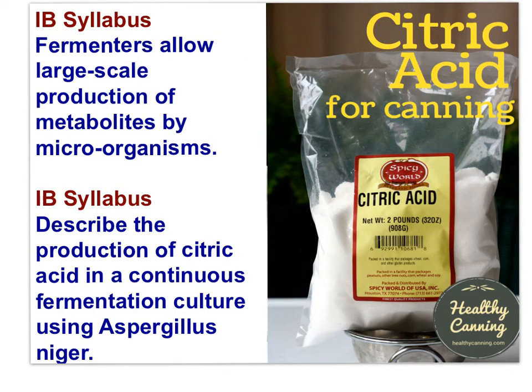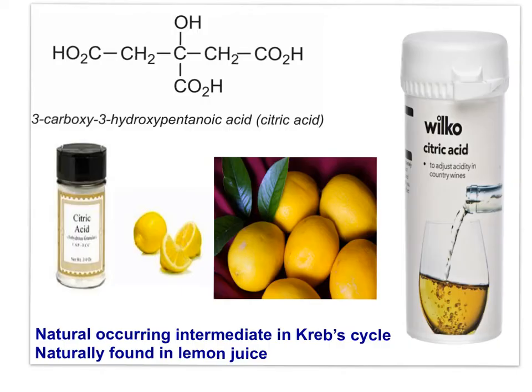Now, let's look at the production of citric acid in a continuous fermentation culture using Aspergillus niger. Citric acid is important as a food preservative and a food flavoring molecule. You can see in the images on this slide, citric acid is naturally found in citrus fruits. Citric acid is industrially produced for various purposes, including to adjust the pH of wines.